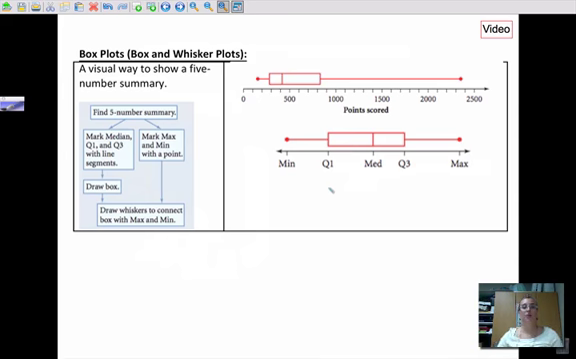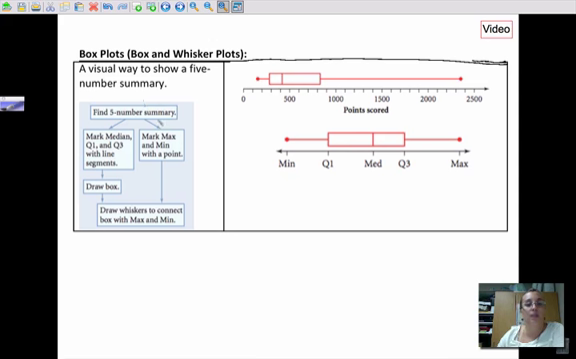And then the last plot, which I know from my students' pre-tests is the one that you're the most unfamiliar with, is called a box plot, or sometimes you might hear it called a box and whisker plot. Okay, so it's a visual way to show a 5-number summary. Okay, so I want you to put this little chart here in your notes. This is how you do it.